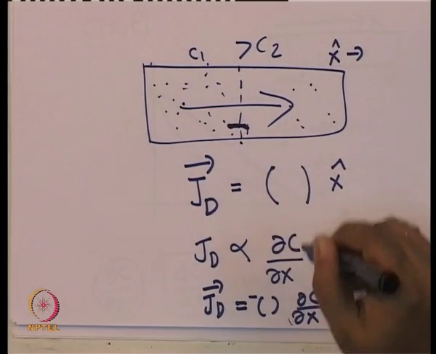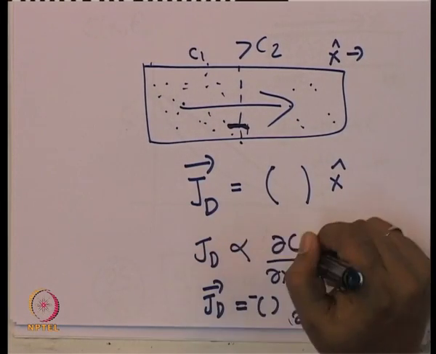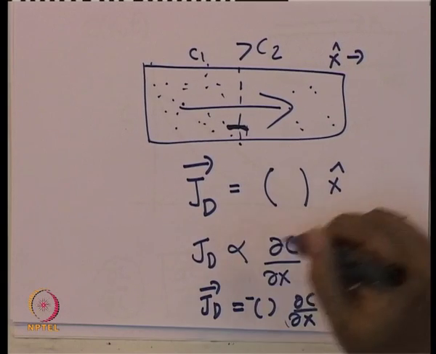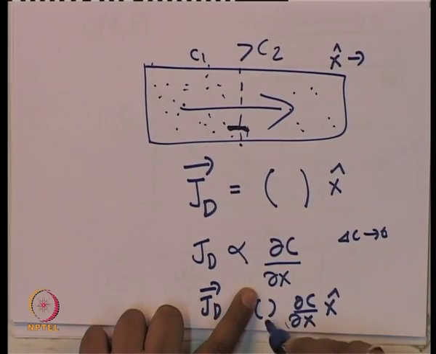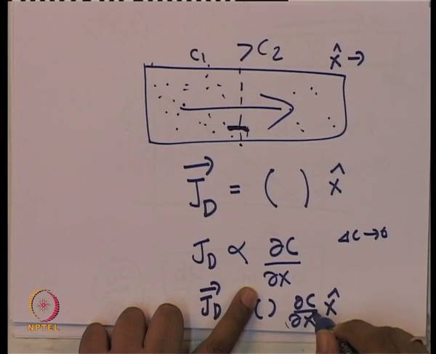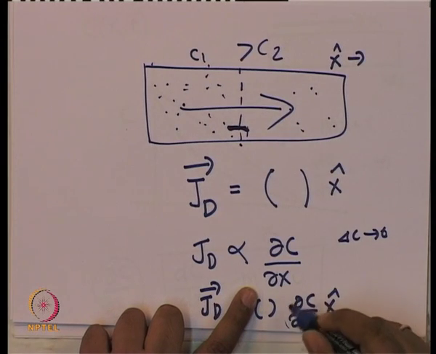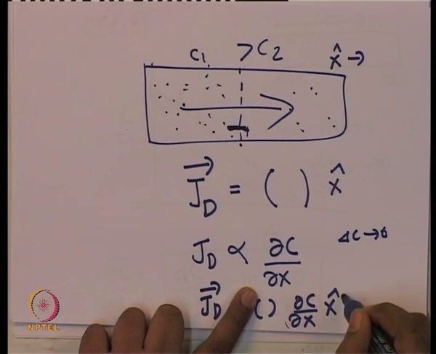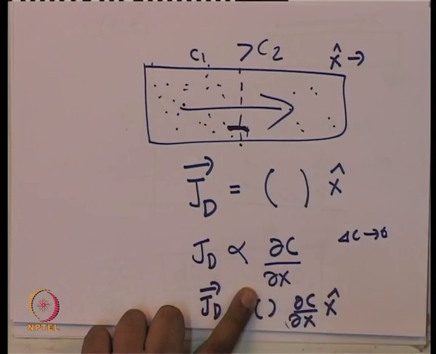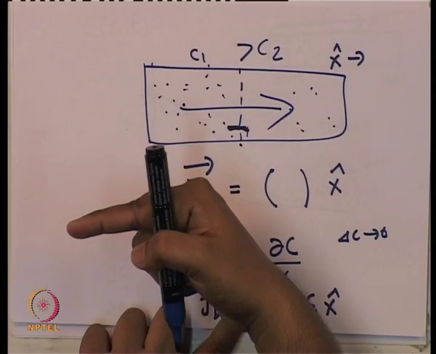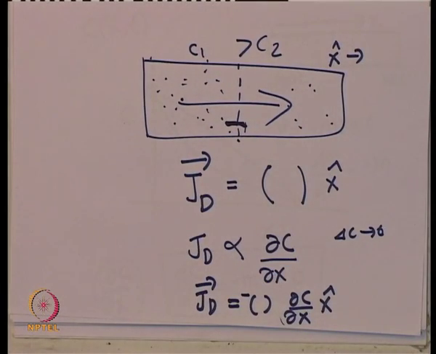So, the more the concentration difference, the more the flow. Now, you can write this proportionality constant as some constant into del C by del x. Now, del C by del x is negative, which we just said, because the concentration decreases as we go along x. So, if this is positive, it will mean some negative x cap. That would mean the direction of the flux is along this, which is not true. So, you have to add a negative sign here.